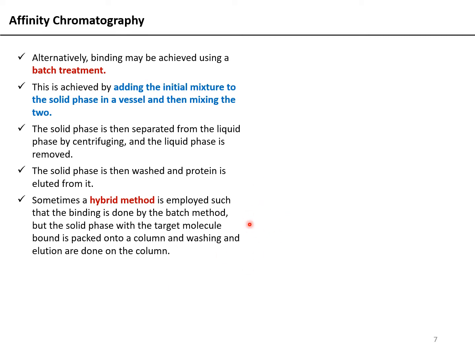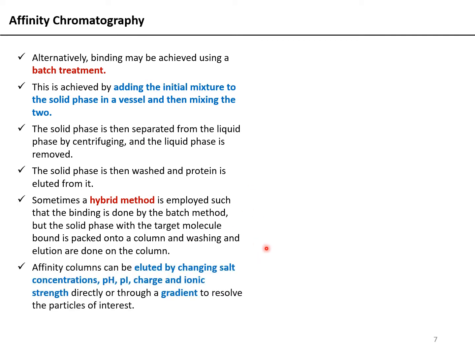So the column method and the hybrid method are much more common, at least according to my experience, as compared to the batch treatment method. Why? Because in the hybrid method, washing becomes much easier, because you simply keep adding the wash buffer onto the column. Whereas in the batch treatment method, after every time you add the wash buffer, you have to go for a centrifugation step, and you have to then decant the excess wash buffer from the Falcon, and this might sometimes lead to loss of beads which would otherwise be avoided if you wash it on the column.